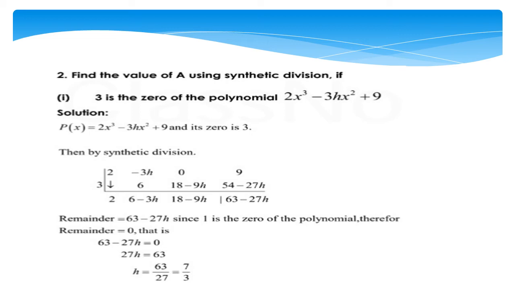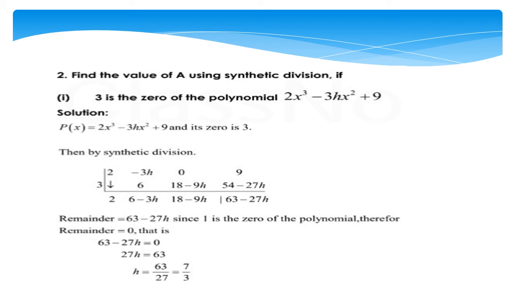Write 2 as the coefficient of x cube, and the x square coefficient is minus 3h. The x term is missing, so put 0, and the constant value is 9. Write down 2 after the line, then get the values 2, and 2 multiplied by 3 is 6. Minus 3h plus 6 is equal to 6 minus 3h.